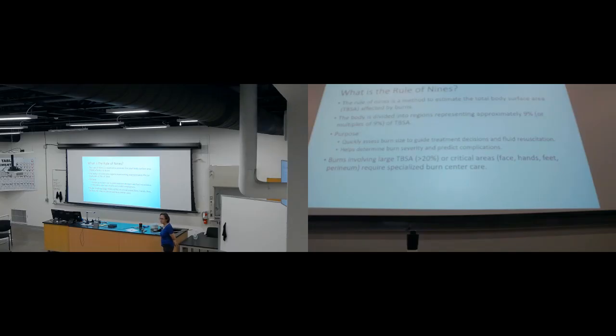So we have a way to measure the extent of this damage in burns. This is called the rule of nines. This is used for third degree burns. This is a method to estimate the surface area of the skin that is affected. The body is divided into regions that represent approximately 9% or multiples of 9%, and this is for adults. The purpose is to give a quick estimate of the burn size and to predict the outcome, to give a prognosis.